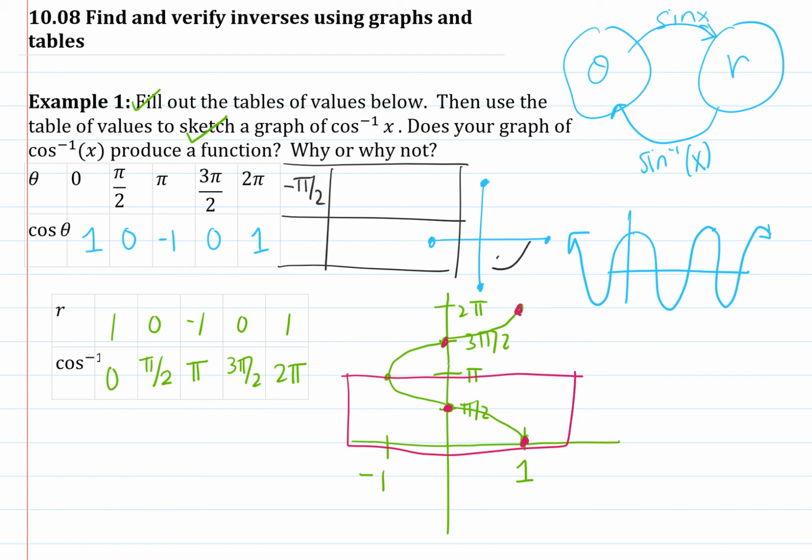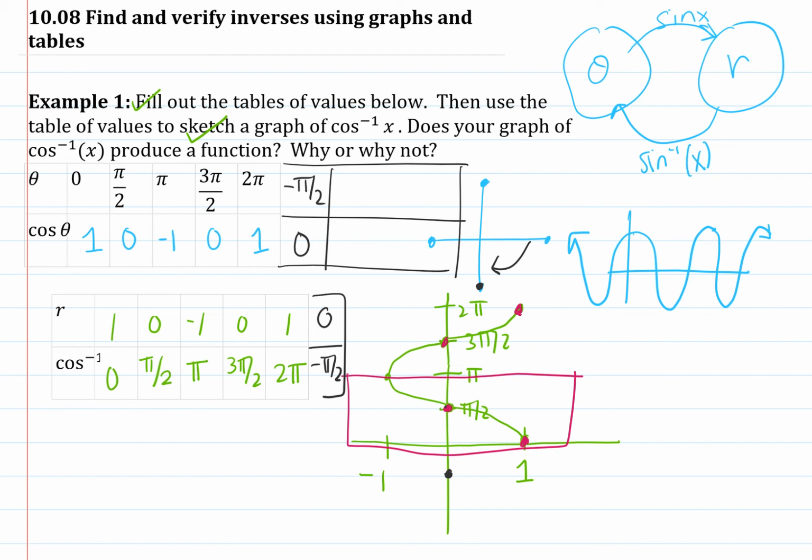Well, negative pi over 2 would be going clockwise from our starting point over pi over 2. So negative pi over 2 has the x value 0. Let's see if we can plot that corresponding point. 0, negative pi over 2. Nope, that won't work because, again, we're running into this issue of having one x value produce 2 different y values. And so inverse cosine of x is only a function if we restrict its domain.